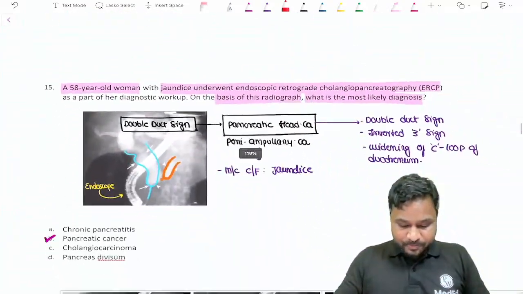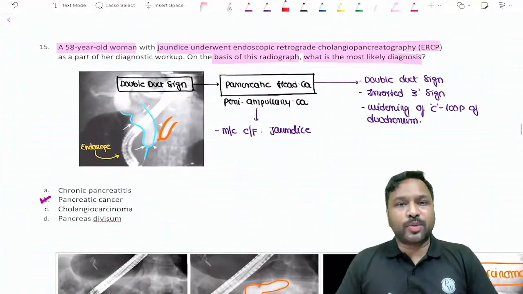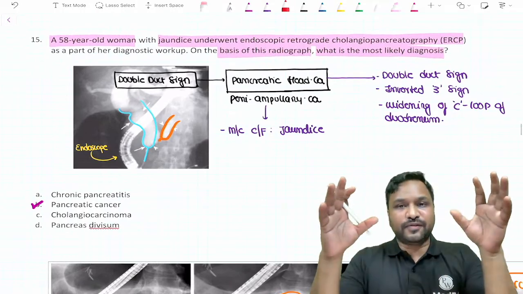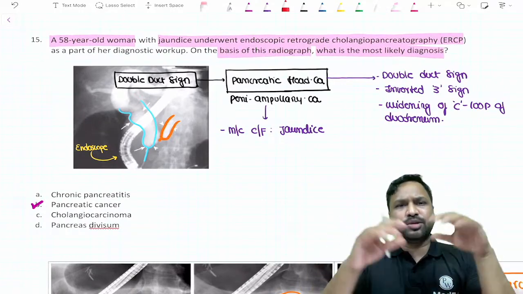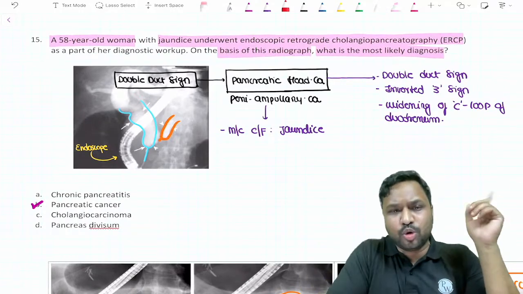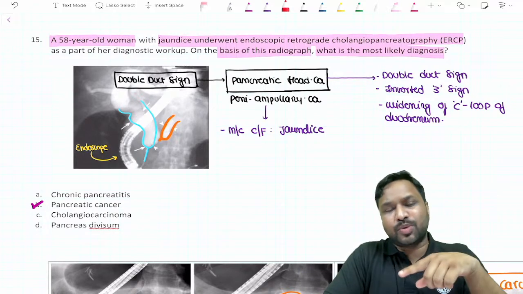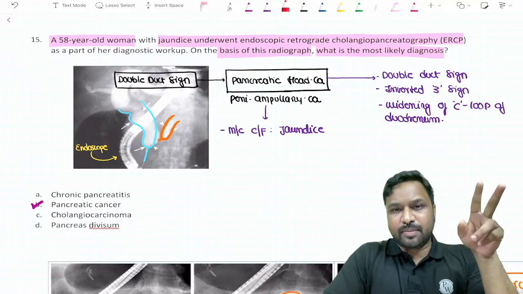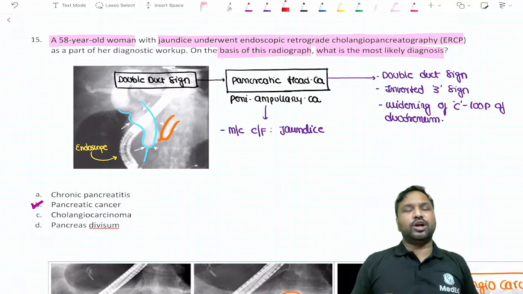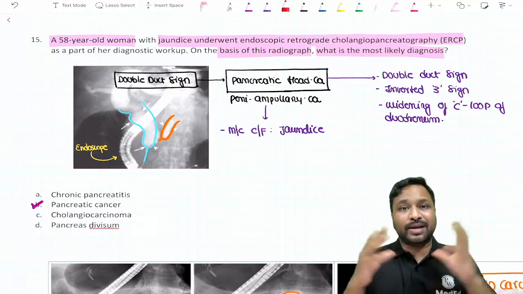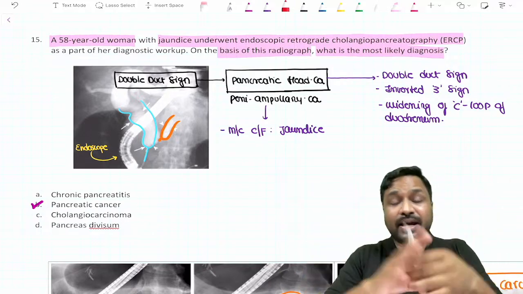Now, a very important question in terms of the pancreas is going to be periampullary carcinoma. You will see double duct sign. I've given you the blue indication, the blue duct that I've drawn, it is the CBD, and the orange one is going to be the pancreatic duct. The double duct sign, inverted 3 sign, widening of C loop of duodenum, everything is going to be with respect to the pancreatic head cancer, also called periampullary carcinoma.